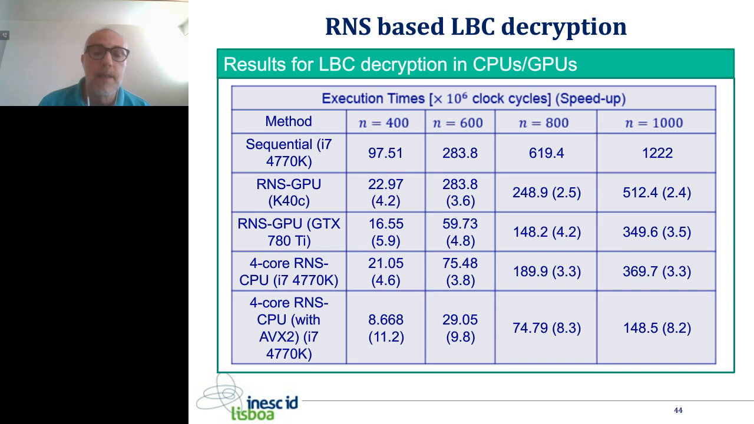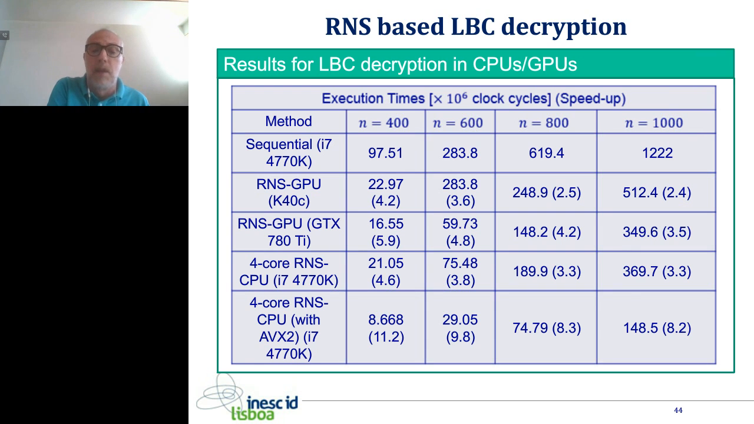GPU, so GTX 780, for instance. So we have speedups between, let's say, 6 and 3.5, which are not really impressive. And the not so good news is that when we increase the size or the dimensions of the lattices, the speedup decreases, which means that we have a lot of computation that is not performed in conventional arithmetic. And this is done sequentially, so we cannot take advantage of the parallelism that is provided by the residue number systems.